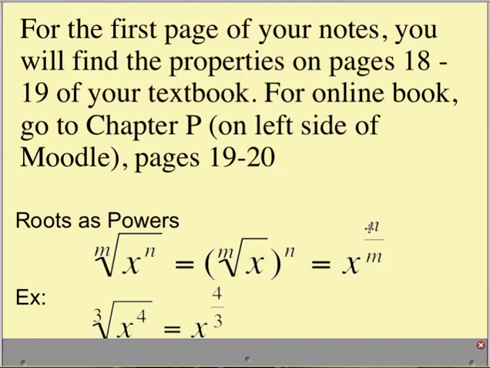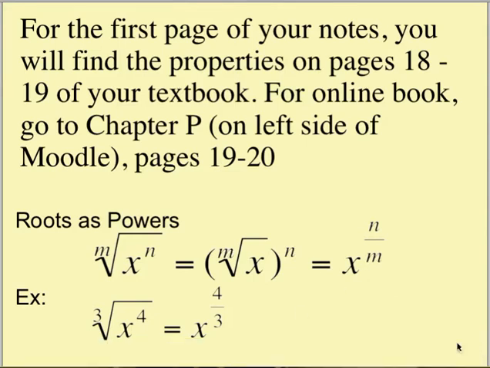So if n was 2, that would be on top, and if m was like the third root, that would be on the bottom. The example that I have is the third root, or the cube root, of x to the fourth. This could be rewritten as x to the 4/3 power. So this is a fractional exponent, so roots as powers.